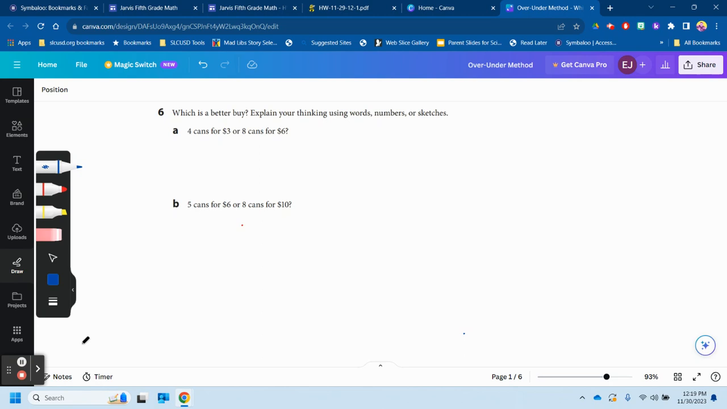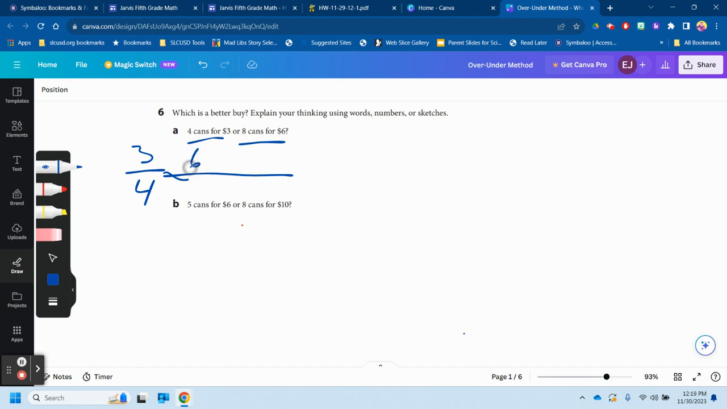We have a test tomorrow, and we're looking at the second page. We went through it in class for the most part, and we're looking at which is the better buy: 4 cans for $3 or 8 cans for $6. I'm going to make a ratio table for this one, which is how you usually do it.